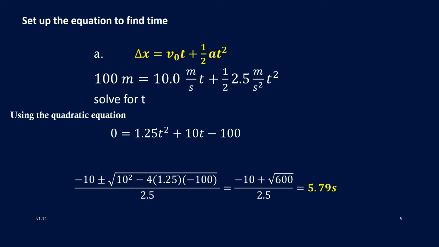Now you're going to get two different answers when you solve a quadratic. One's going to be negative. We don't have negative time, so you won't use that one.